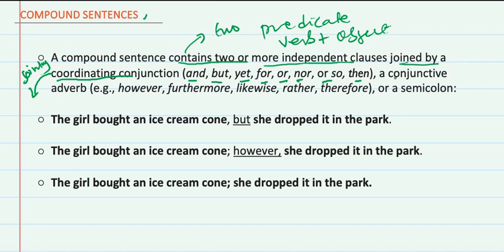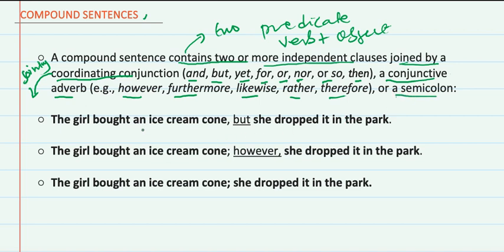And it can also use a conjunctive adverb. They can also use a conjunctive adverb such as however, furthermore, likewise, rather, therefore. Note, these words join the two predicates or the two independent clauses to form a compound sentence. Or you can simply use a semicolon.